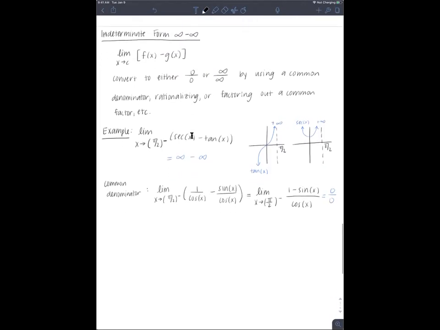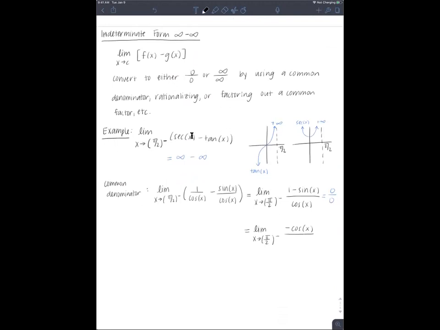Yeah, I can use L'Hopital's rule. And so here, you're going to get the limit as x approaches pi over 2 from the left. What's the derivative of sine again? Positive or negative cosine? It's positive cosine, but then I have this minus here. So I'm actually going to have negative cosine, right?